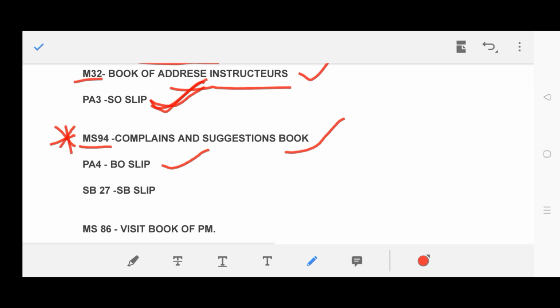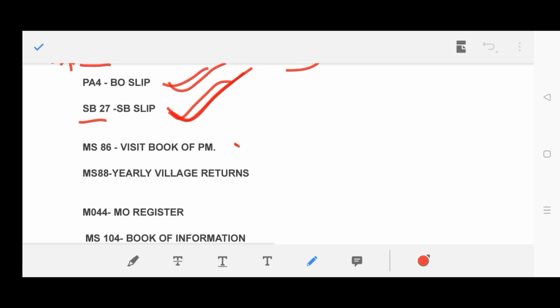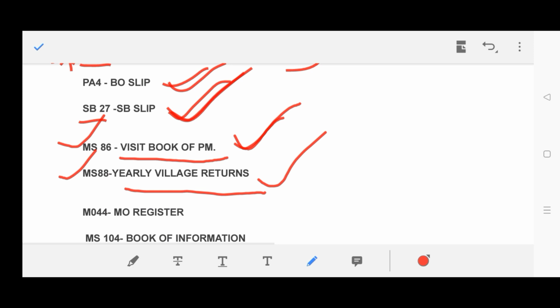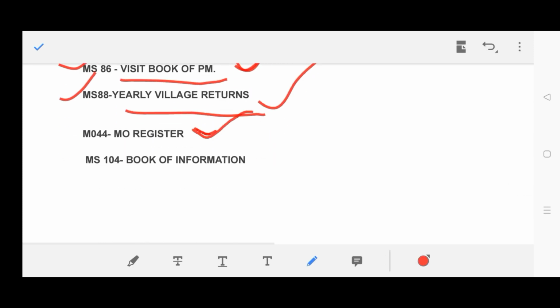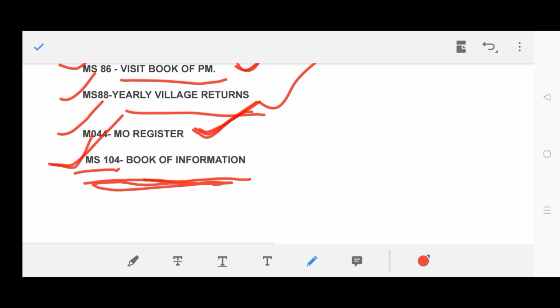PA4 BO slip, PA3 SO slip and PA4 BO slip. SB27 SB slip. SB slip is in the form of SB27. Next, MS86 visit book of postman. The form number of visit book of postman is MS86. MS88 yearly village returns. MS88 is the form number of yearly village returns. MO44 MO registered. MO44 is the form number of MO registered. MS104 is book of information. This is also very important, book of information is form number MS104.